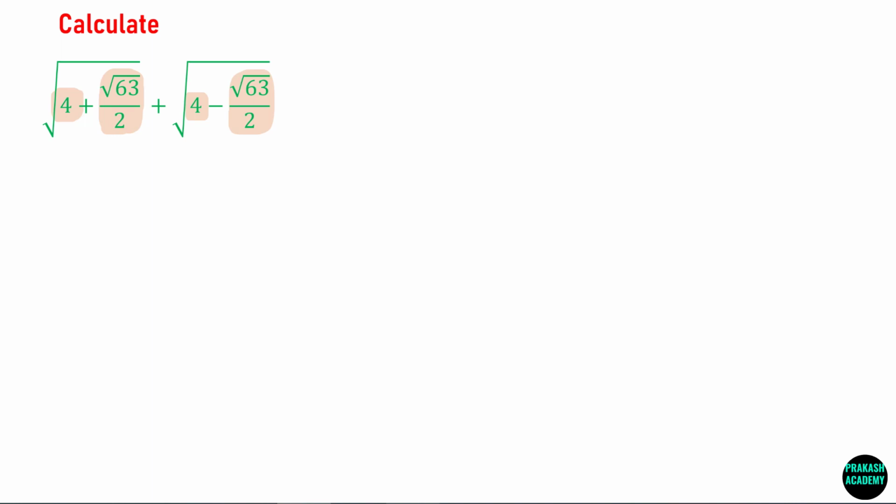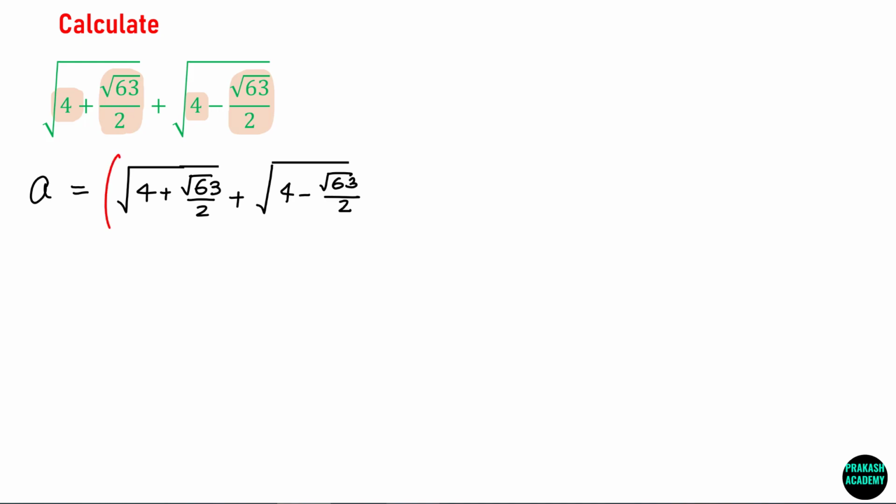So let us assume this is written as A. So I can write A is equal to whatever is given: the square root of (4 plus root 63) divided by 2, and this is the square root of (4 minus root 63) by 2, and then I will square both sides and let us see what happens. I square this side and I square this side.